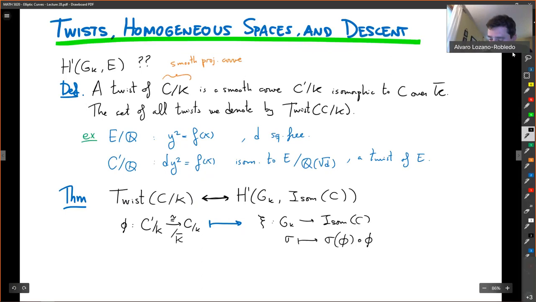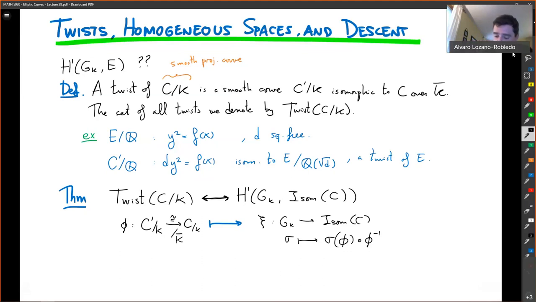phi inverse. So what is happening there is that I'm starting from C, take a point on C, through phi inverse, it goes to C prime. Then I let Galois act on it in C prime, and then I send it back to C. Okay, so you see how that is sort of a twist on the point: send it to C prime, twist it there with Galois, and send it back and see what you get. Okay, so it turns out to be a cocycle, and this gives you a map, and it turns out you can go the other way.